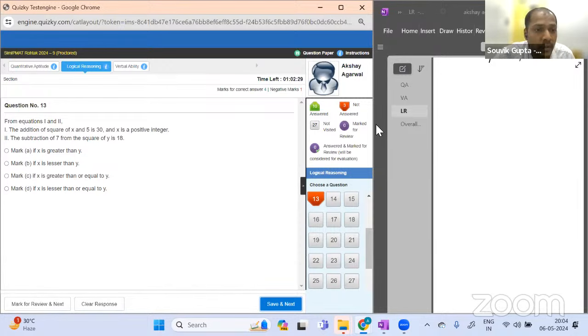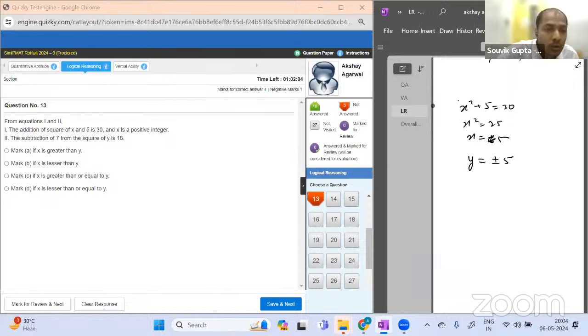So addition of square of x and 5 is 30. X square plus 5 is equal to 30. Therefore, x square is 25. X is equal to plus minus 5. X is equal to plus 5. Subtraction of 7 from the square of y is 18. Y is equal to plus minus 5. Therefore, y is less than or equal to x, or x is greater than or equal to y.